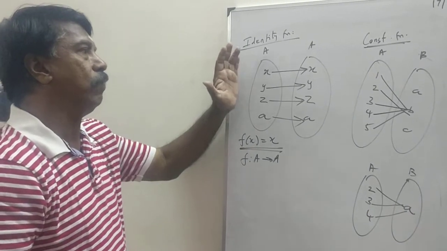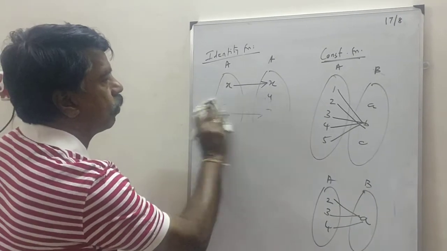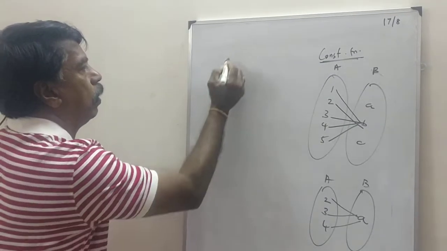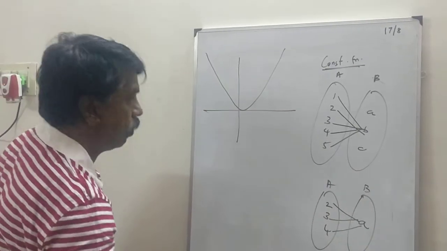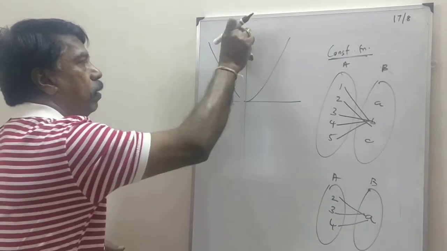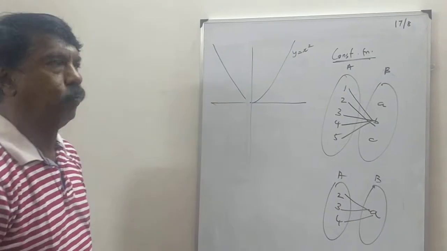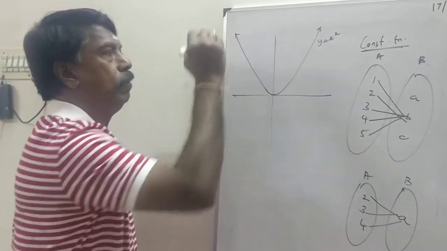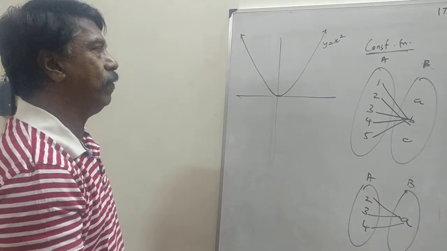So this is identity function, this is constant function. And next, see that this is y equal to x square. It is a parabola passing through the origin. Is it a function? Yes, it is a function.